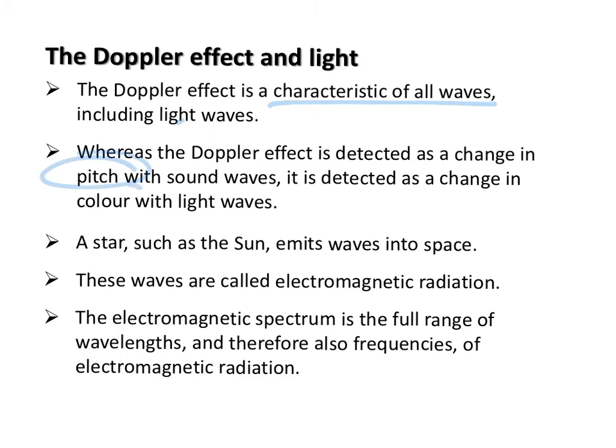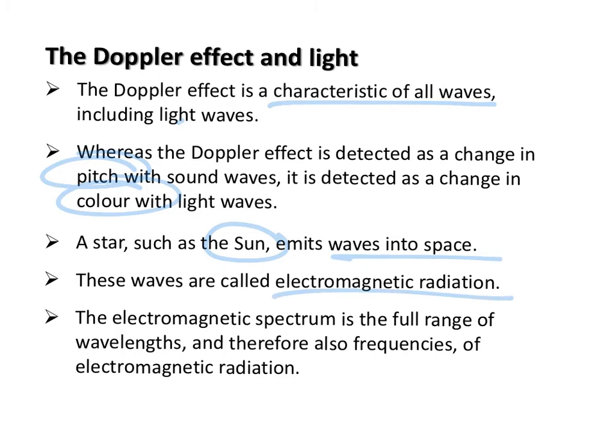With light, we see a change in color. Why this is important for us is it gives us insights as to what's happening with our universe. So, a star, such as the sun, emits waves into space. We know that's why we can see light. These waves are electromagnetic radiation.